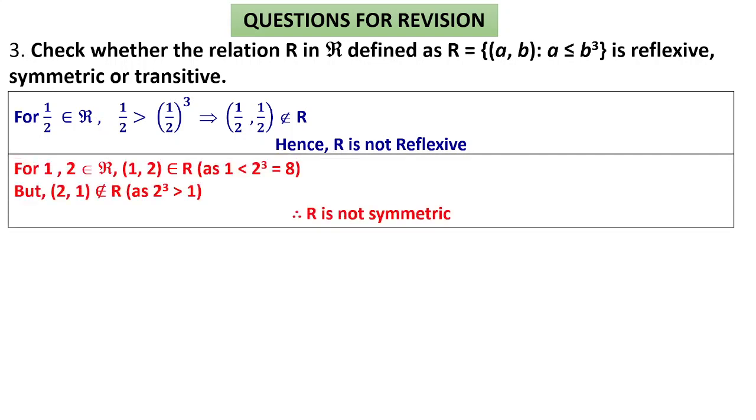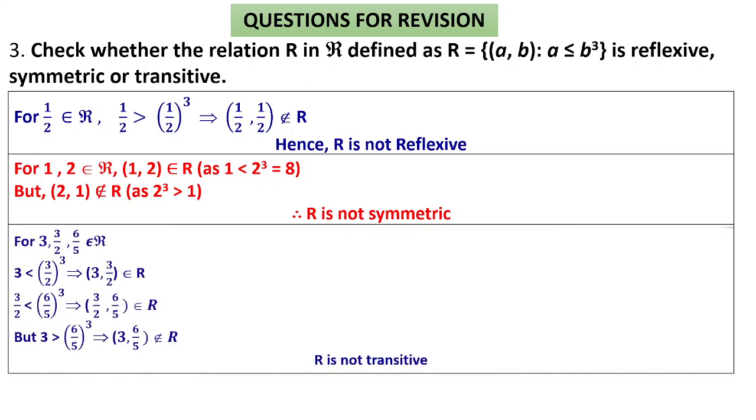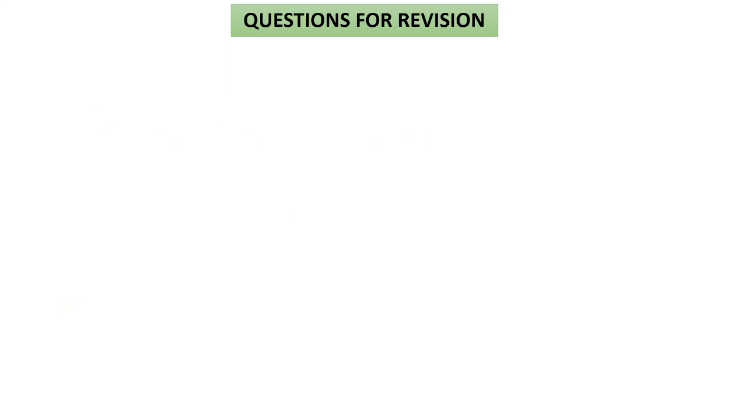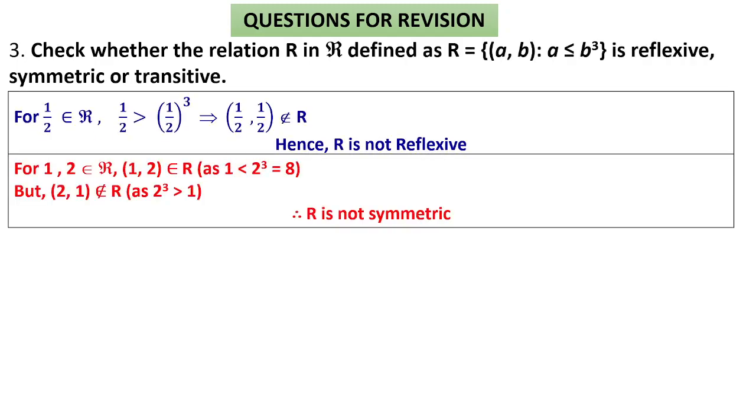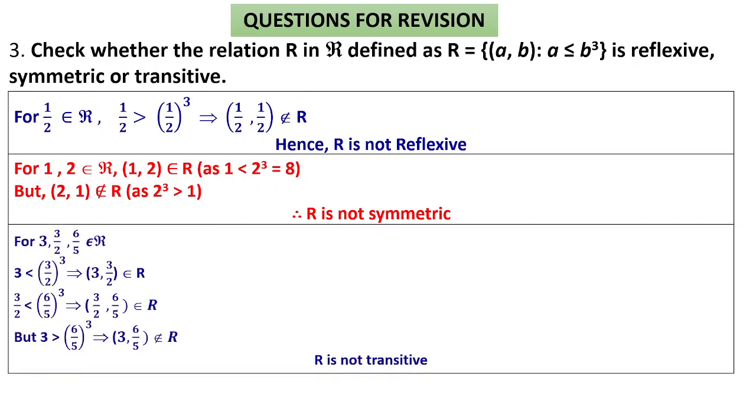Let us check whether it is symmetric. (1, 2) belongs to R as 1 is less than 2 cube. But (2, 1) is not there because 2 cube is greater than 1. Therefore it is not symmetric. 1 is related to 2 but 2 is not related to 1. Good. Let us go to transitivity.